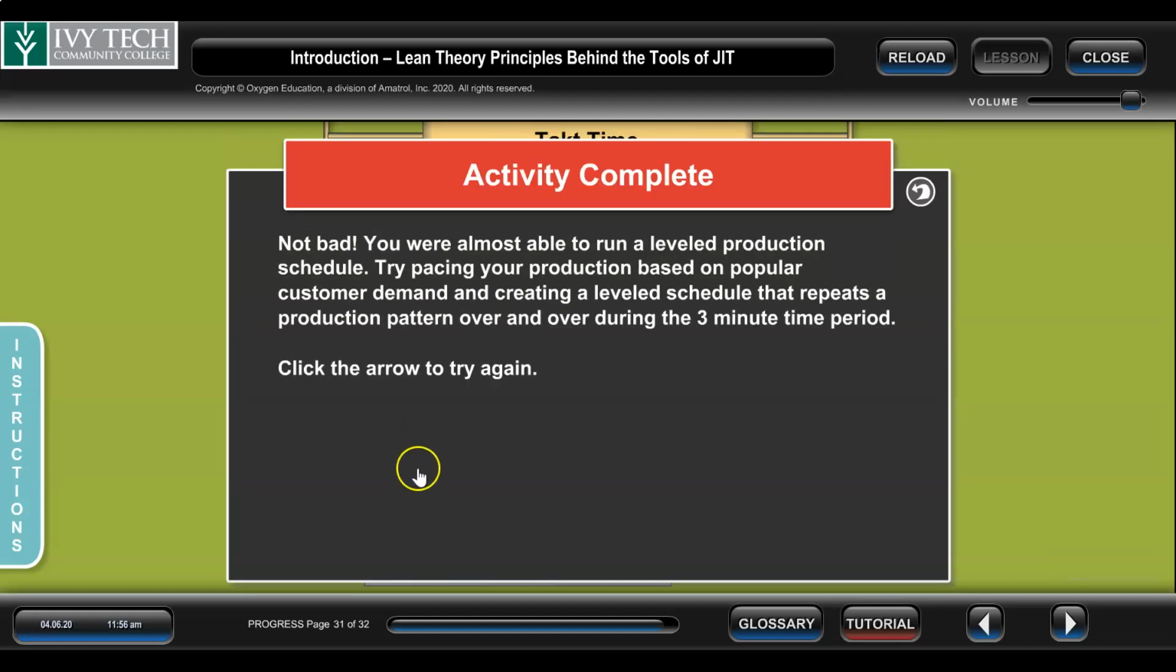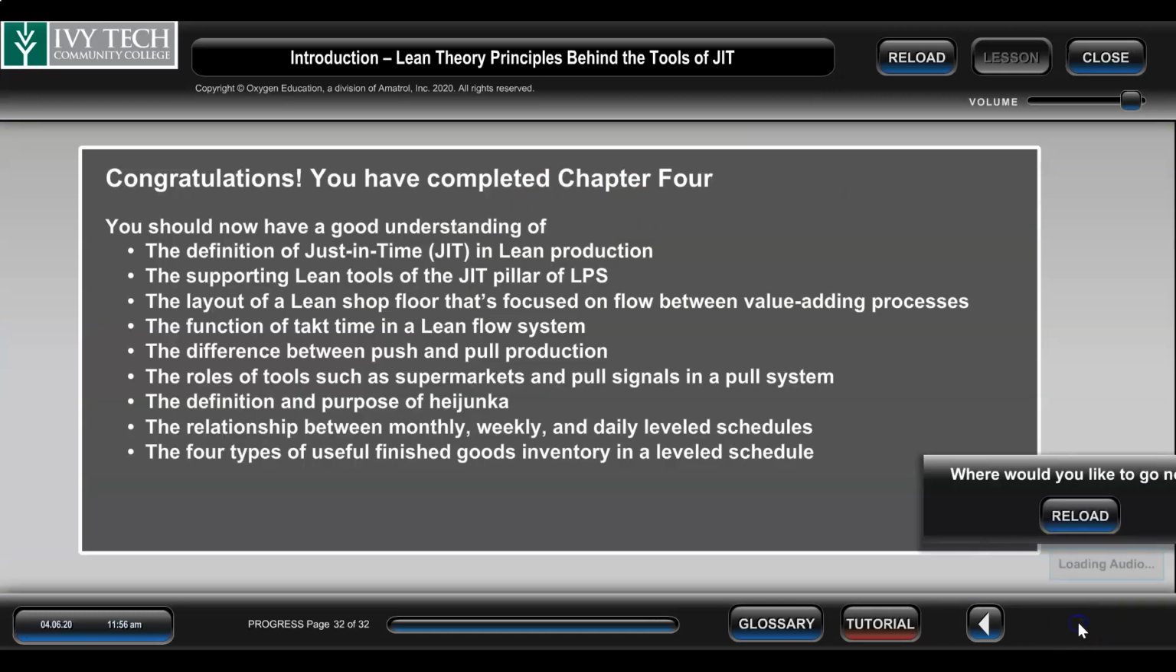Not bad. You are almost able to run a leveled production schedule. Try pacing your production based on popular customer demand and creating a leveled schedule that repeats a production pattern over and over during the 3-minute time.